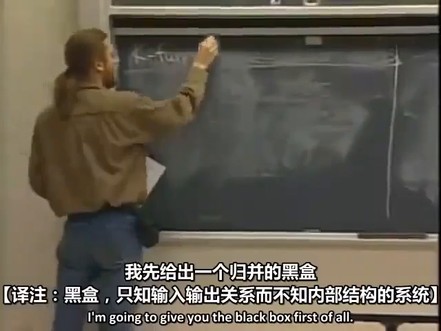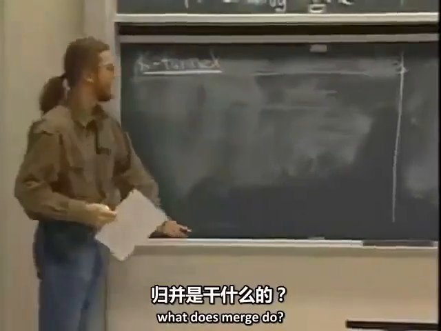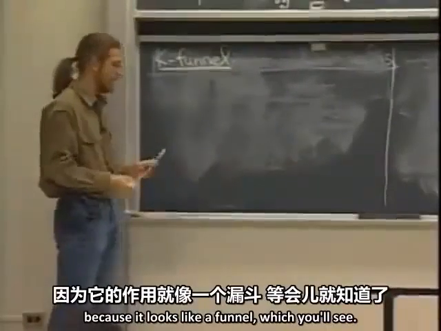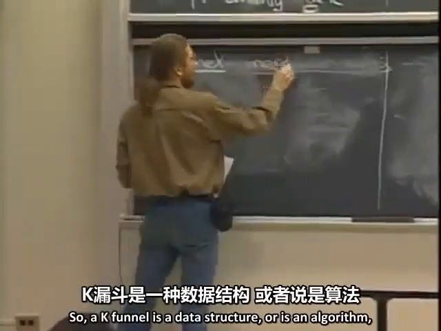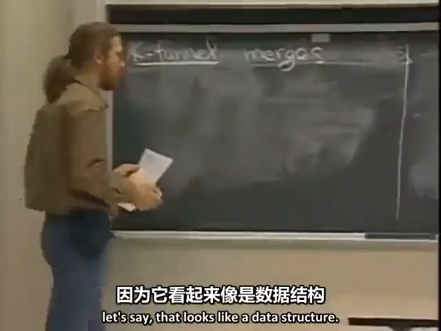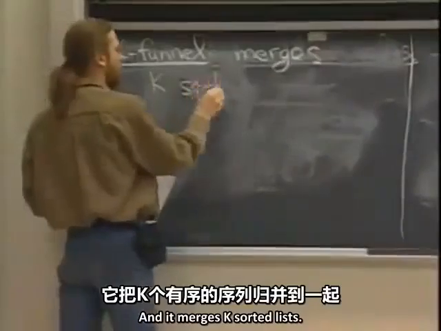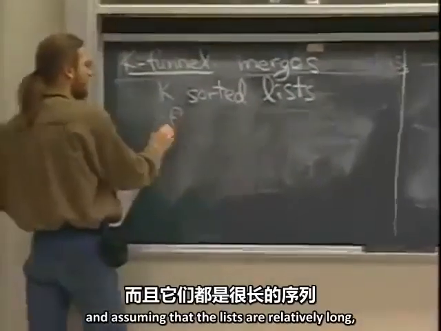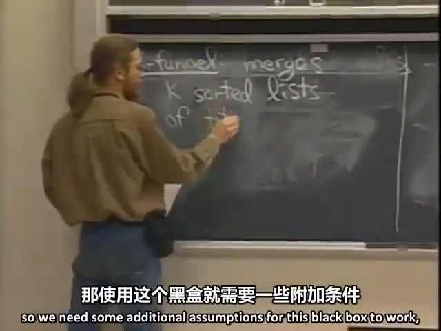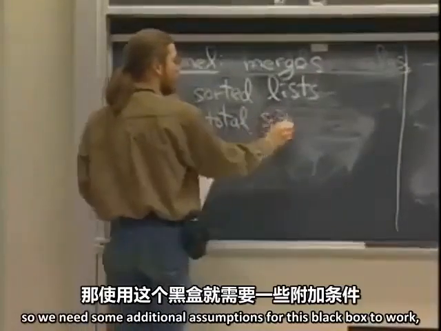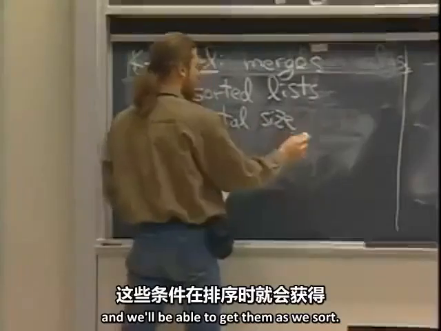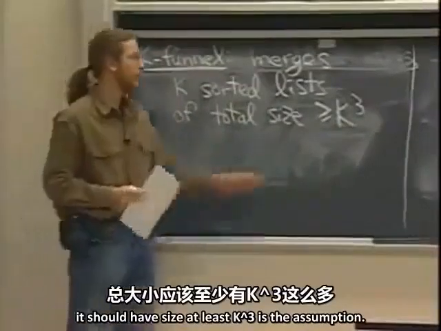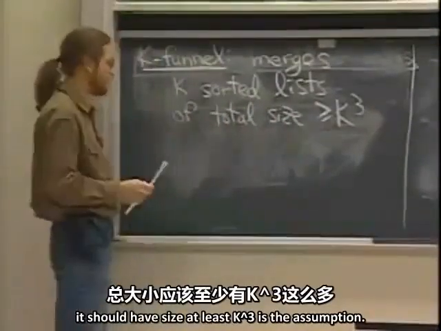So the merge, I'm going to give you the black box, first of all. What does merge do? The k-way merger is called a k-funnel, just because it looks like a funnel, as you'll see. So a k-funnel is a data structure, or an algorithm, let's say, but it looks like a data structure. And it merges k sorted lists. So supposing you already have k lists, and they're sorted, and assuming that the lists are relatively long, so we need some additional assumptions for this black box to work, and we'll be able to get them as we sort. If you add up all the elements in all the lists, it should have size at least k cubed. That's the assumption.